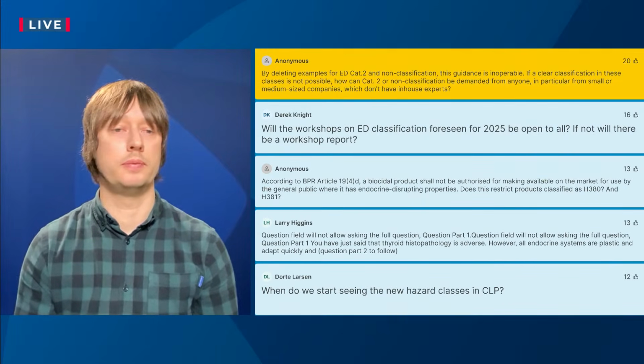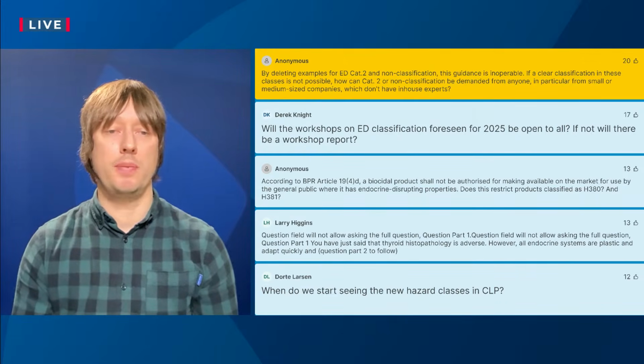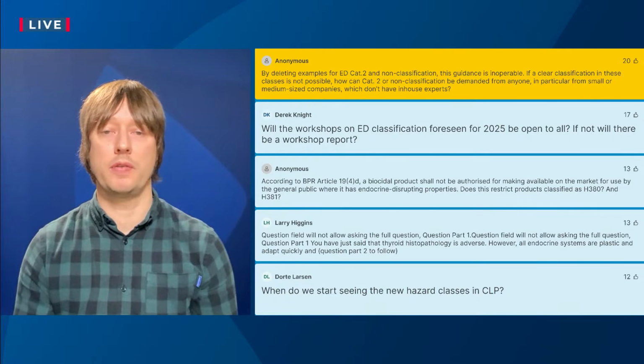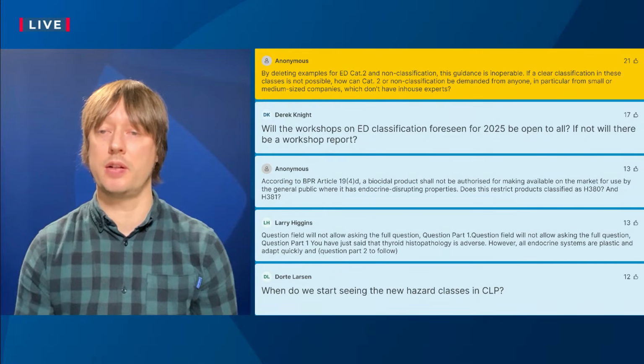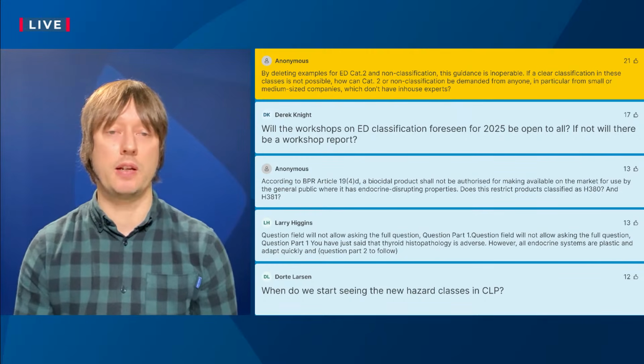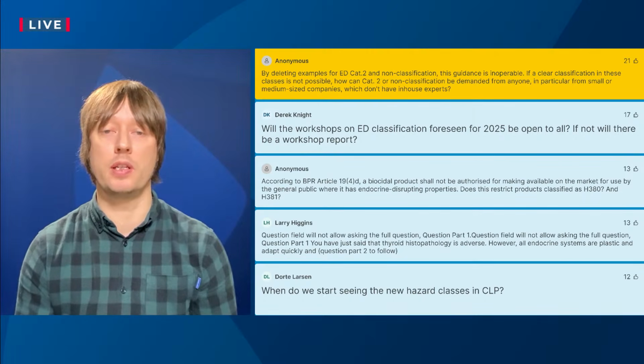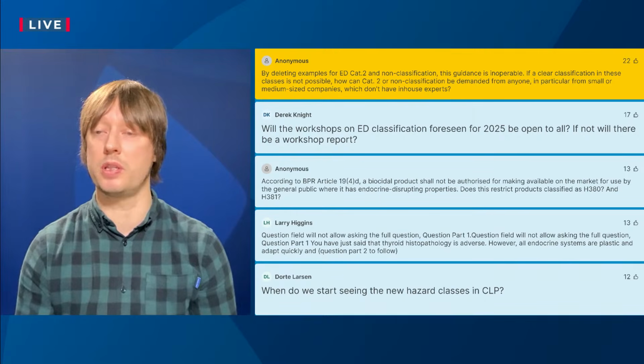Moving on. By deleting examples for ED category 2 and non-classification, this guidance is inoperable. If a clear classification in these classes is not possible, how can category 2 or non-classification be demanded from anyone, in particular from small or medium-sized companies which don't have in-house experts?